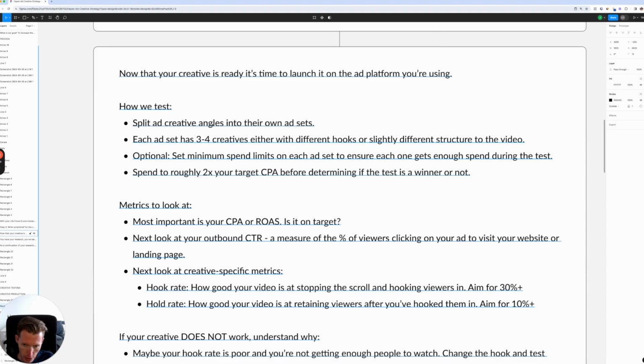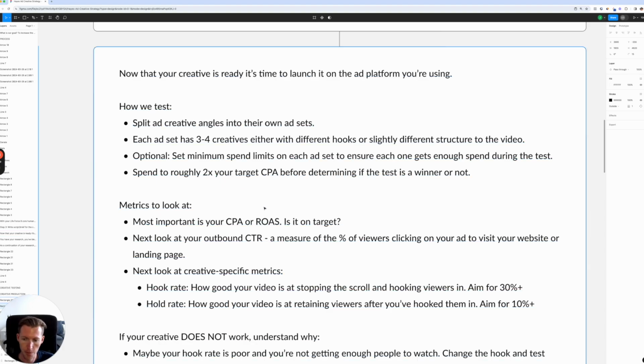We like to split ad creative angles into their own ad sets, and each ad set has 3 to 4 creatives, either with different hooks or slightly different structure to the video. An optional step is to set minimum spend limits on each ad set to ensure each one gets enough spend during the test. Usually Meta will allocate budget to a specific ad set, and then the other ones won't get enough spend. And you want to spend to roughly 2x your target CPA before determining if the test is a winner or not.